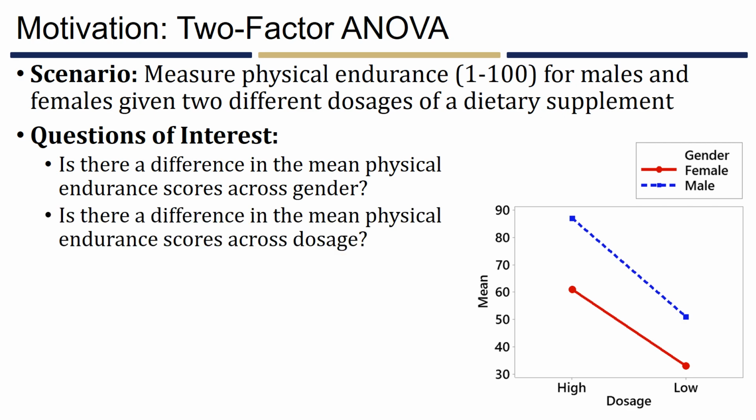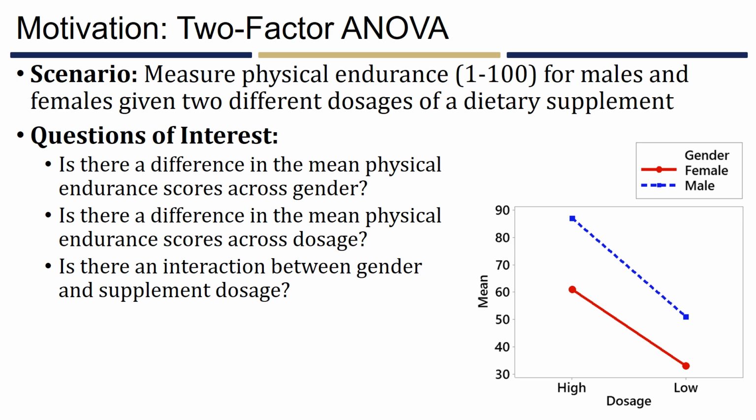We could also ask, is there a difference in the mean physical endurance scores across dosage? And again, it appears as if high dosages are associated with higher physical endurance scores compared to the lower dosages. And finally, we could ask, is there an interaction between gender and supplement dosage? Looking at the interaction plot, it appears as if these lines are pretty close to being parallel, so it doesn't seem as if there's an interaction. But two-factor ANOVA gives us the method by which we can actually formally answer all three of these questions.